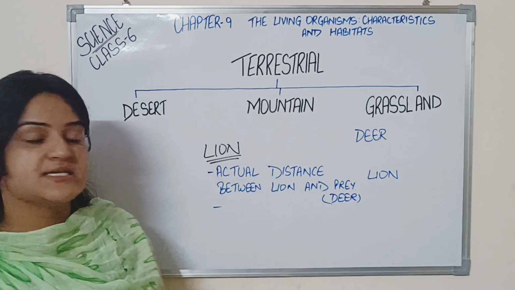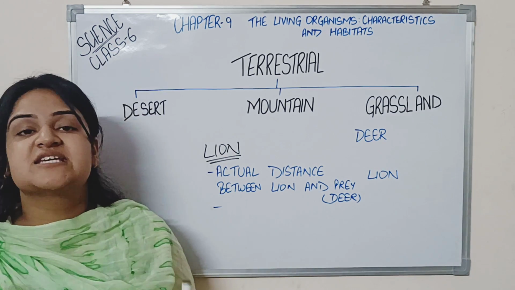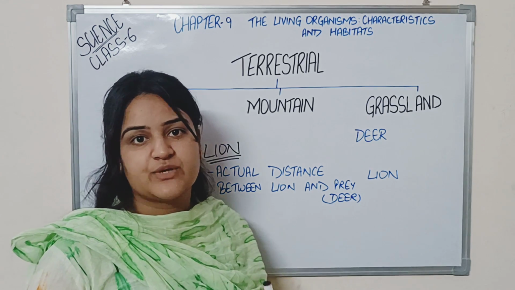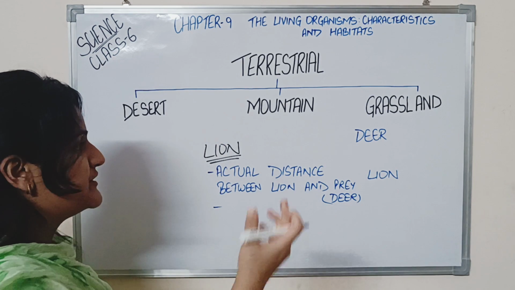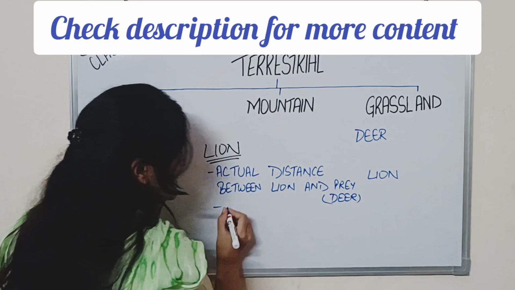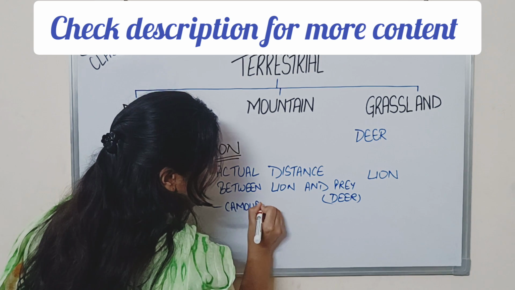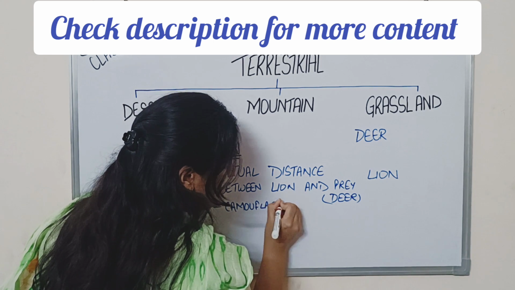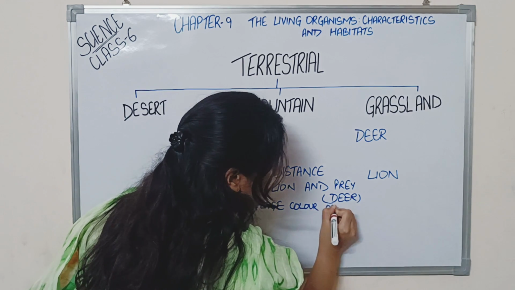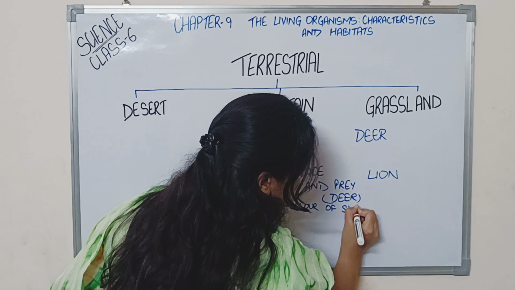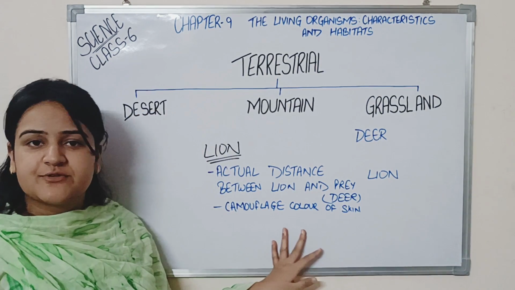The next point is that a lion has a skin that camouflages easily with the ground, with the soil of the grassland. So it has a camouflage color of skin. These are the main points for the lion.